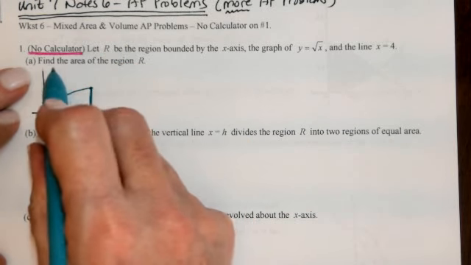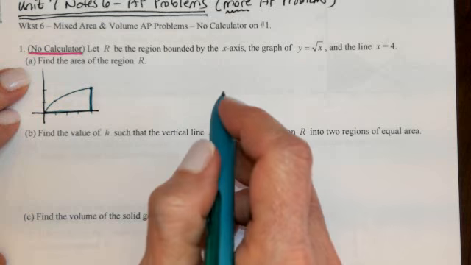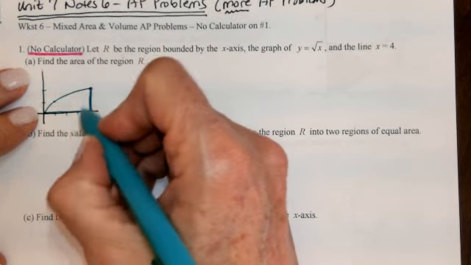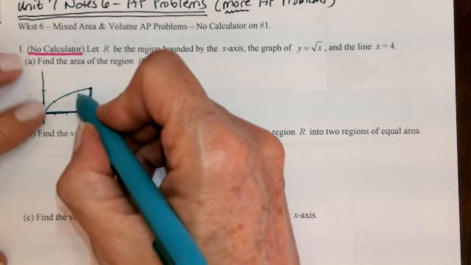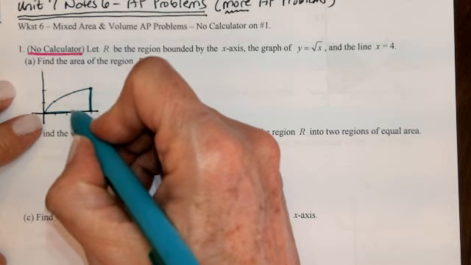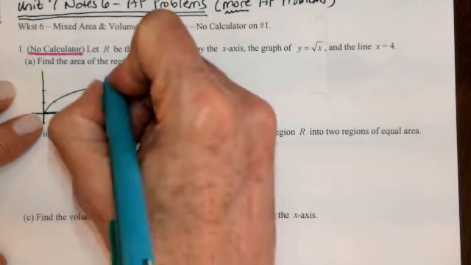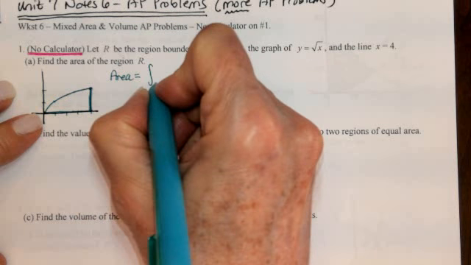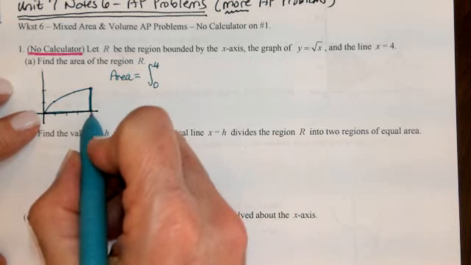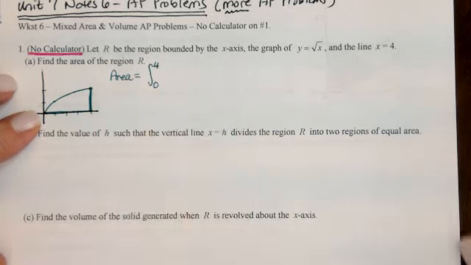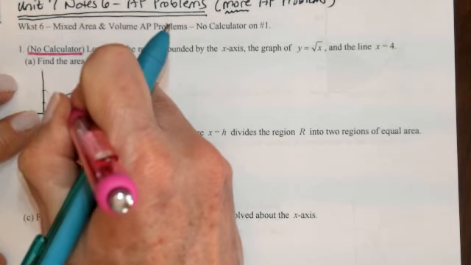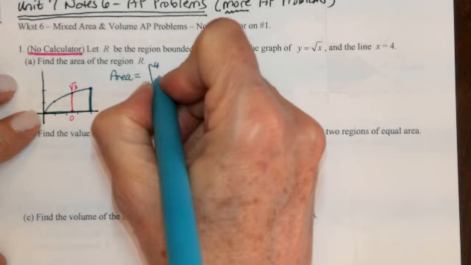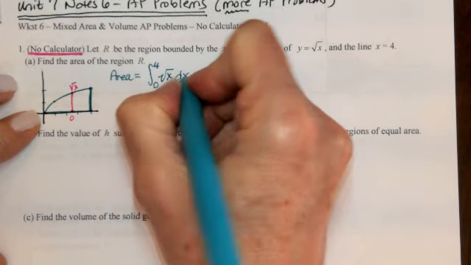All right. In part A, we want to just find the area of that region. I know this is a really basic integral. The area is always the top curve minus the bottom curve. So our area will equal the integral from 0 to 4. Those are our x boundaries. And top minus bottom is square root of x minus 0. So this is just the integral of square root of x dx.